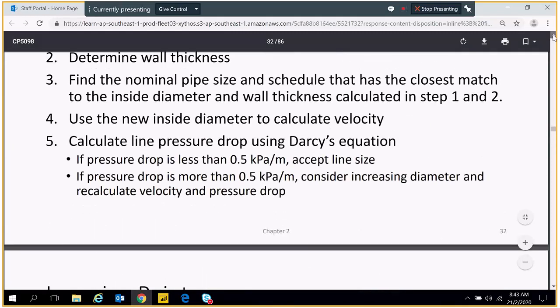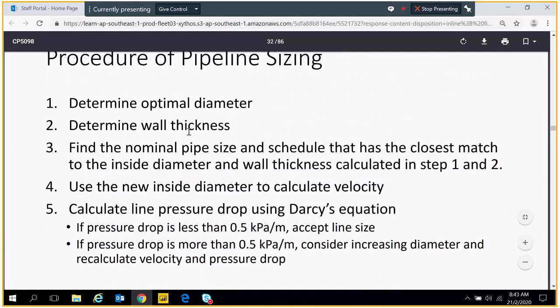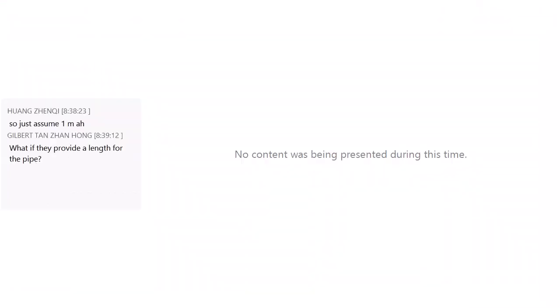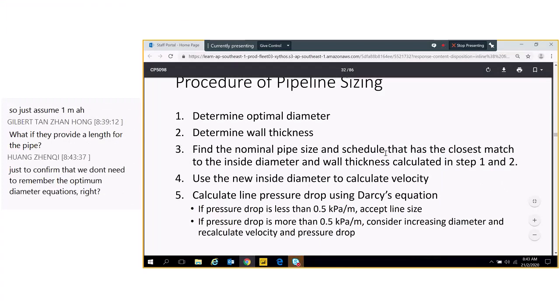Then after that, determine wall thickness. Use the formula. You've got to refer to the exercise in your notes and find the nominal pipe size and schedule that has the closest match to the inside diameter and the wall thickness calculated in step 1 and 2. These three, the step 3 here, you have to refer to a table for the NPS, the nominal pipe size.